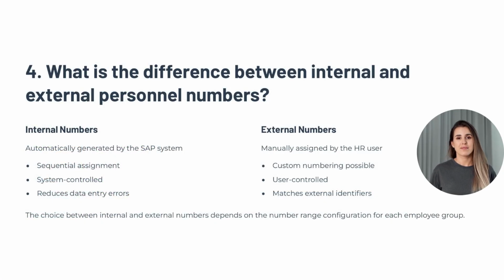4. What is the difference between internal and external personnel numbers? In SAP HCM, internal personnel numbers are automatically generated by the system, while external numbers are manually assigned by the user. The choice depends on the number range configuration for the employee group.